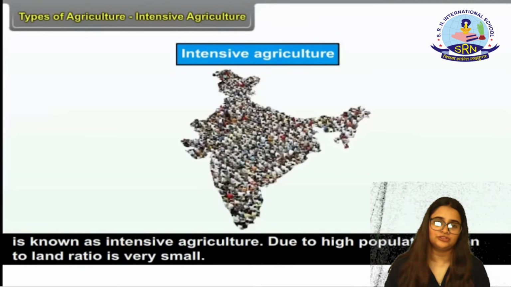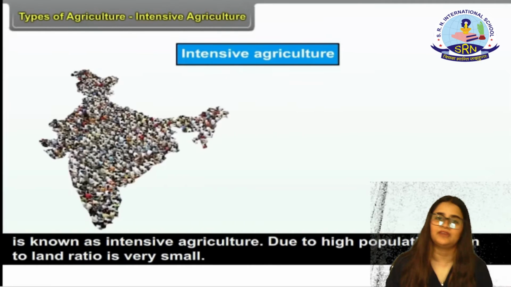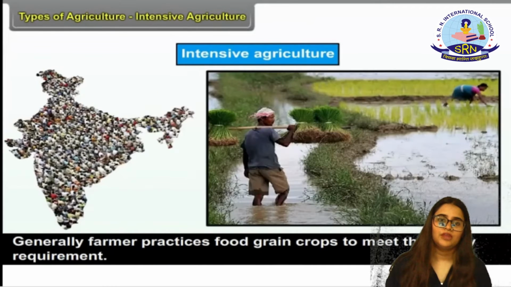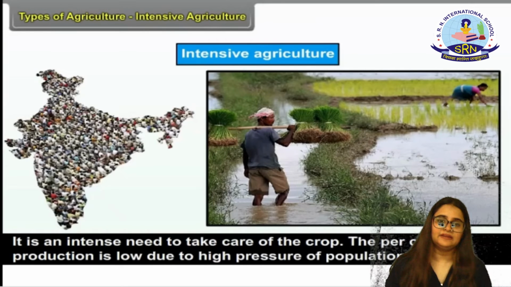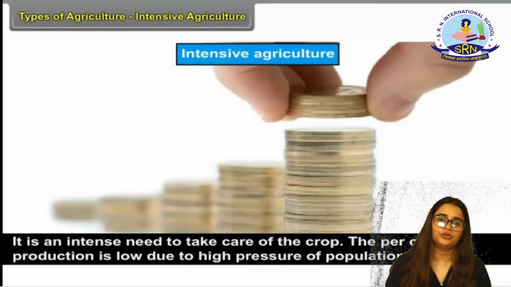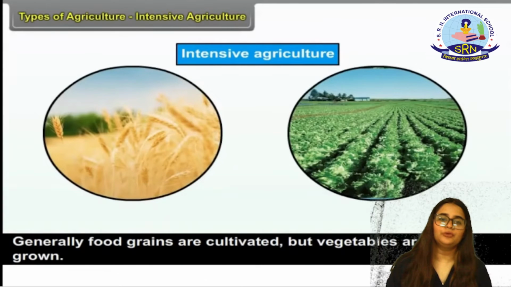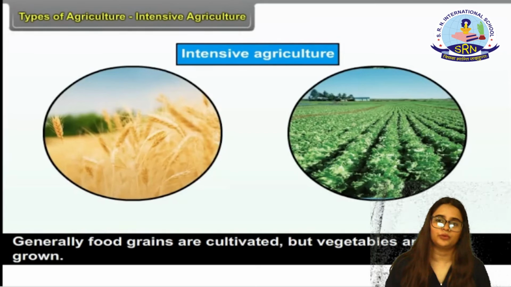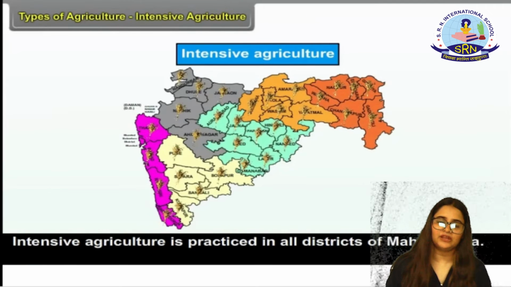Due to high population, the man to land ratio is very small. Generally, the farmer practices food grain crops to meet the family requirement. There is an intense need to take care of the crop. The per capita production is low due to high pressure of population. Generally, food grains are cultivated, but vegetables are also grown. Intensive agriculture is practiced in all districts of Maharashtra.